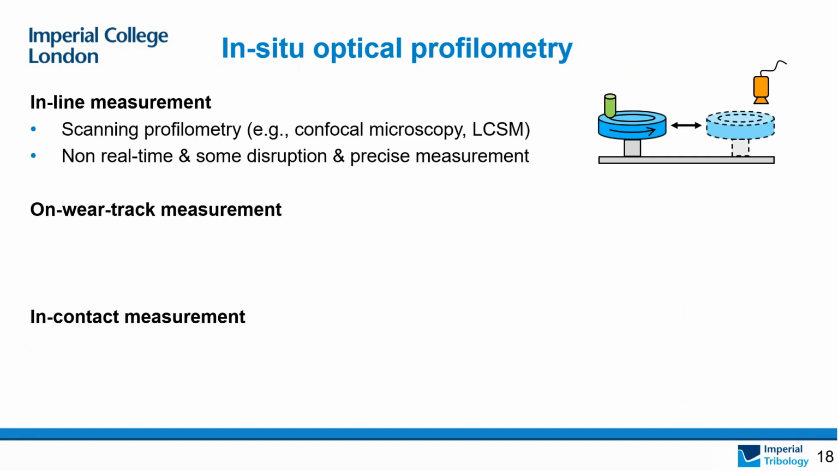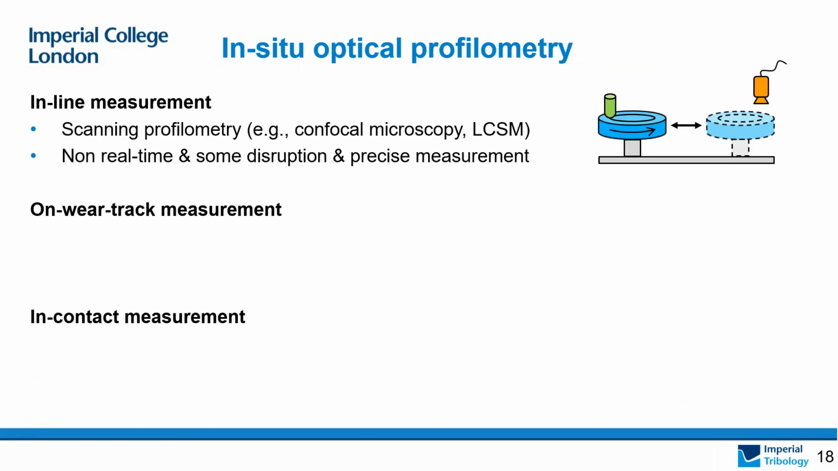With inline measurement, scanning profilometry is usually used, for example, confocal microscopy or LCSM. But measurement takes time with the scanning method, so we need to interrupt the sliding test, send the disk to the microscope, usually using a motorized stage, take the measurement, send the disk back, and resume the test.